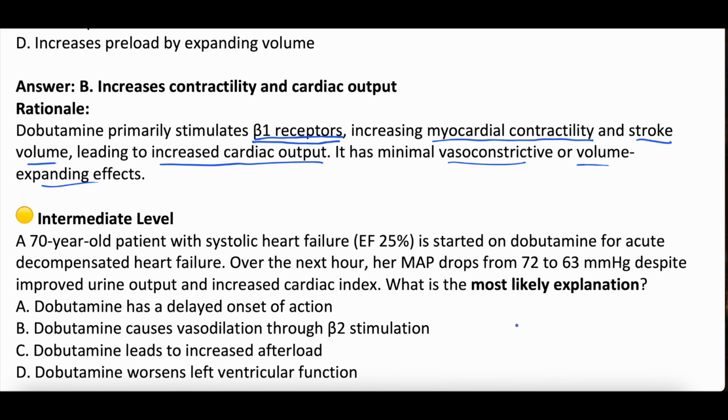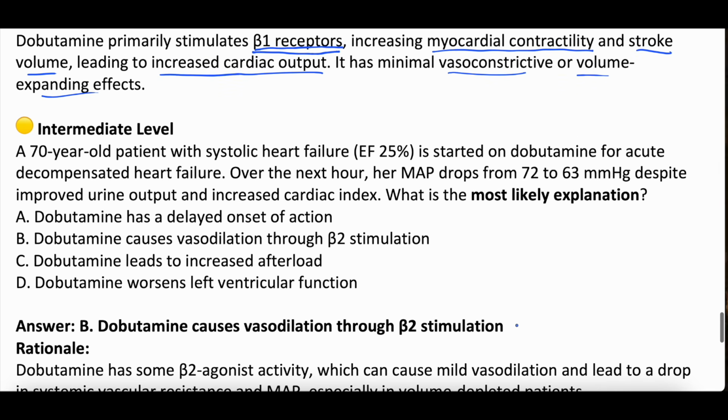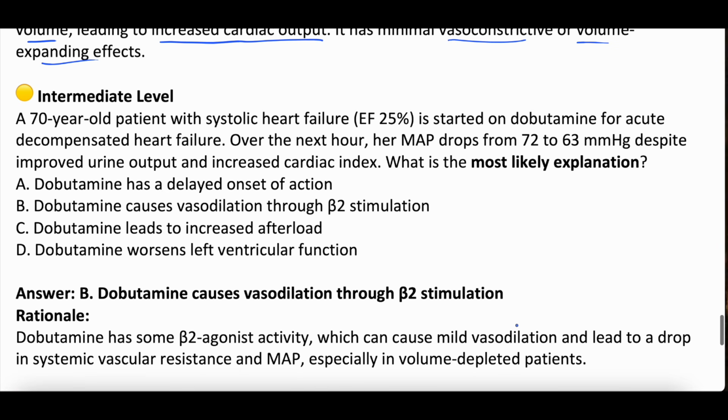A, dobutamine had a delayed onset of action. B, dobutamine causes vasodilation through beta-2 stimulation. C, dobutamine leads to increased afterload. And D, dobutamine worsens left ventricular function. Going right into the answer, so pause here if you want. The answer is B, dobutamine causes vasodilation through beta-2 stimulation.